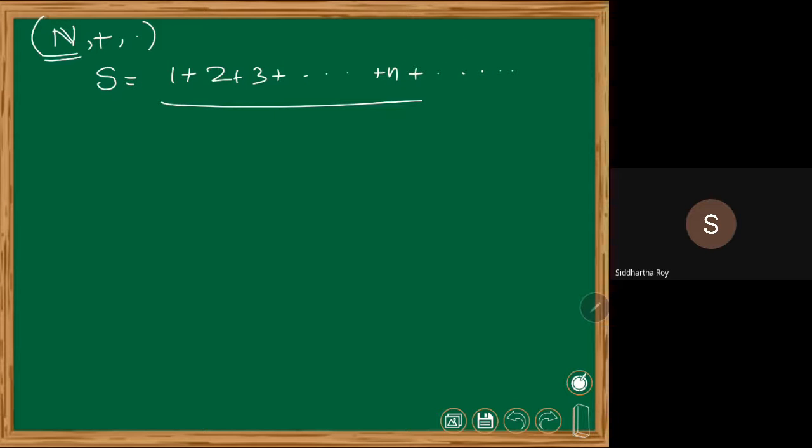Suppose an S exists, you have to look for partial sums like this. 1 plus 2. Am I right? S1 you can call 1. S2 you can call 1 plus 2. S3 you can call 1 plus 2 plus 3. They are called partial sums.